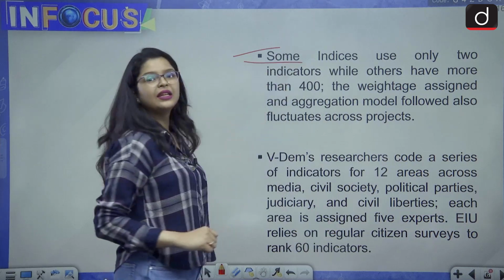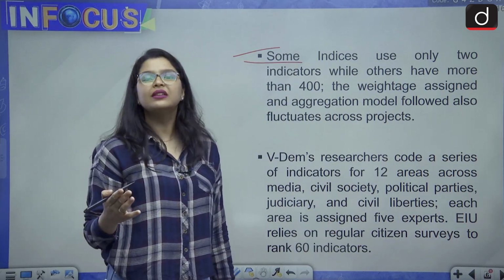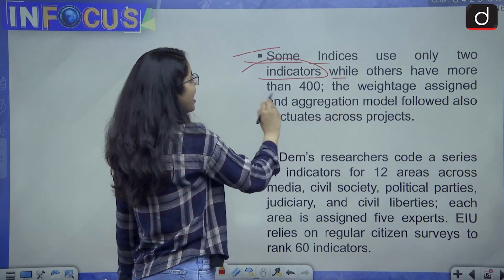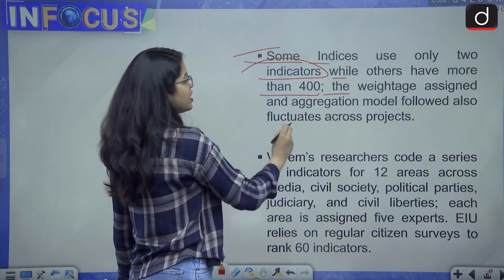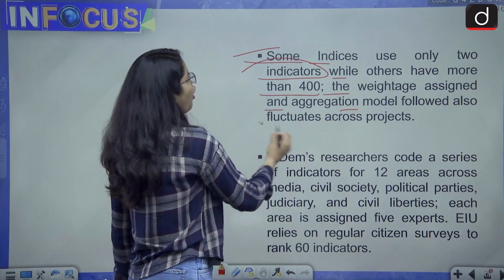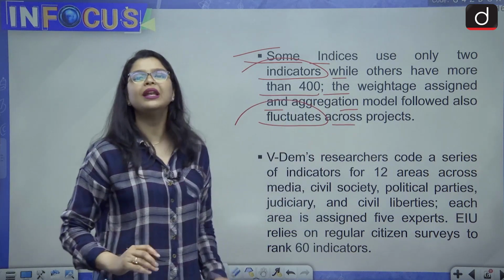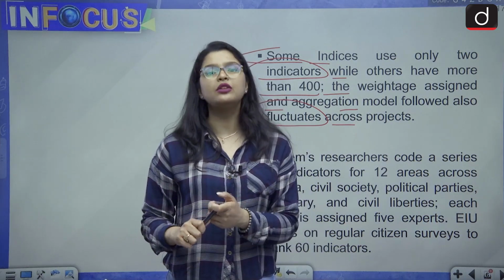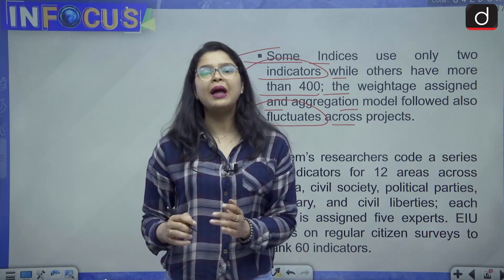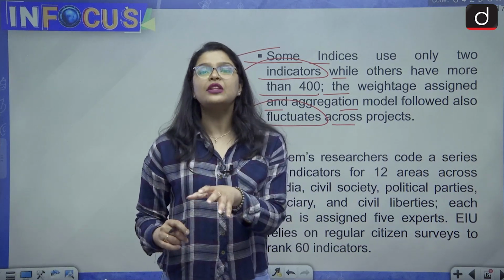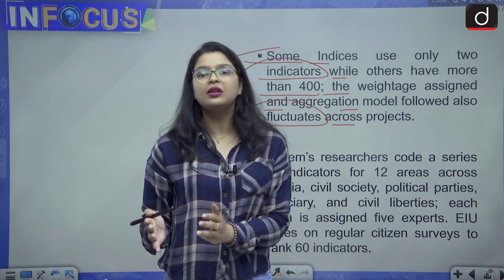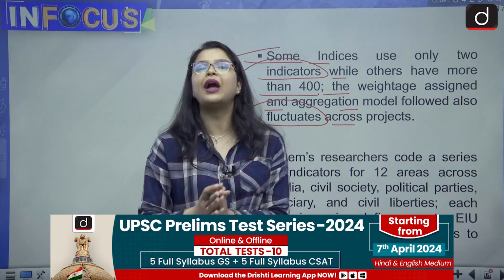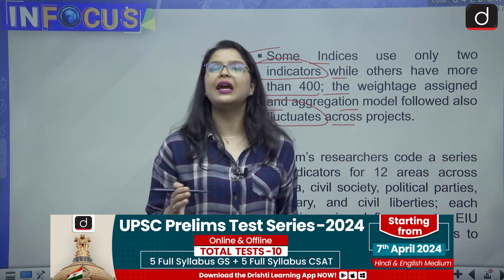So how exactly do these global indices measure democracy? Some indices use only 2 indicators, while others have more than 400. The weightage assigned and aggregation model followed also fluctuate across various global indices. So they do not have a uniform standard of measuring democracy. It depends on the index. Some have a complete reliance on facts, some completely rely on judgments, and some rely on a mixture of both facts and judgments. So yes, it differs from index to index.